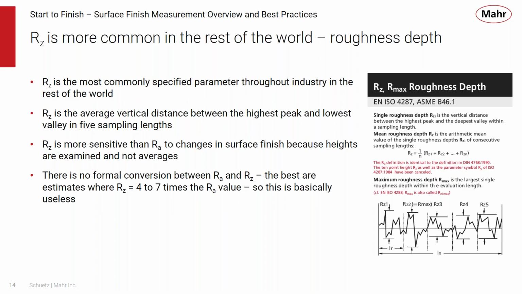There are lots of best guess estimates out there where Rz could be 4 to 7 times the Ra value, but what's 4 to 7 times? And that's basically a useless conversion. So if you want to measure R sub Z, you measure R sub Z. If you want to measure R sub A, you should measure R sub A with the equipment set to that parameter.